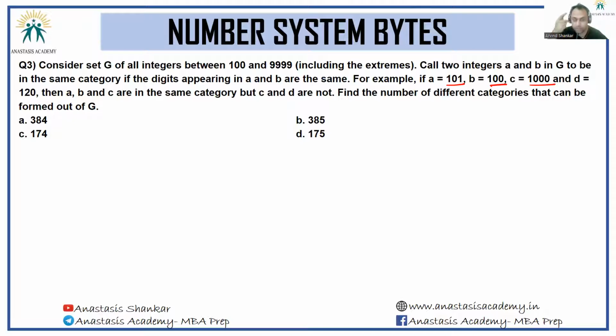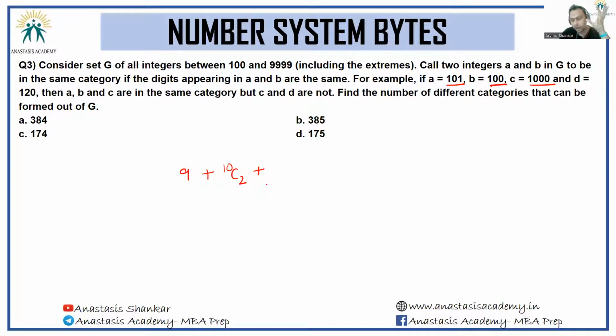But for D, because a new digit 2 is coming into consideration, it is not in the same category. Okay. Find the number of different categories that can be formed out of G. This question is basically saying, how many distinct digits do you have? If all the digits are identical, you will have 9 categories created. If all the digits you're making are composed out of only 2 distinct digits, it will be 10C2.